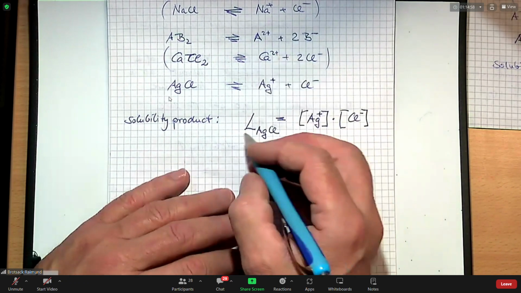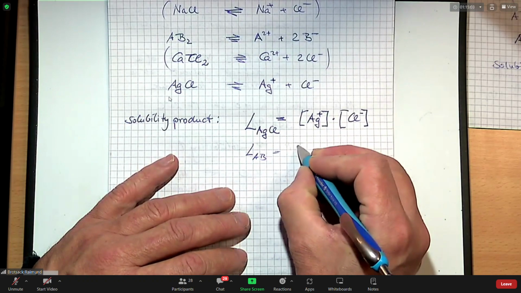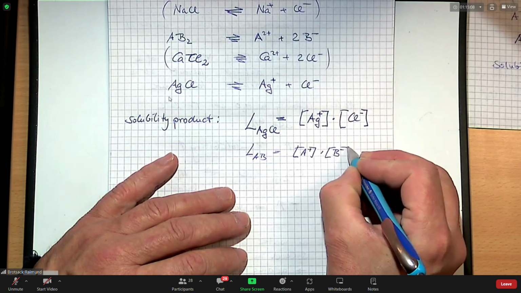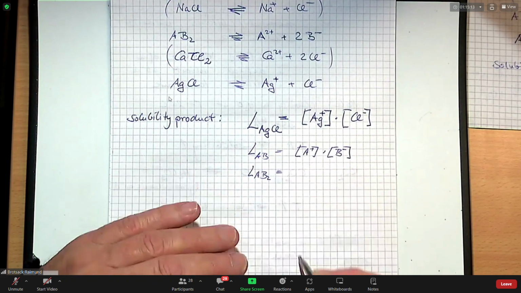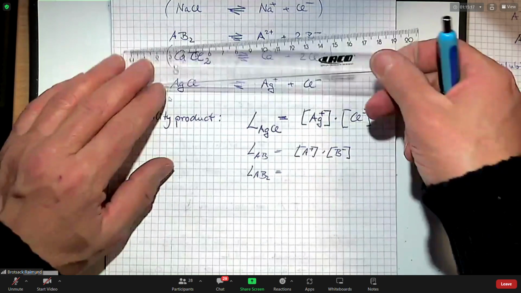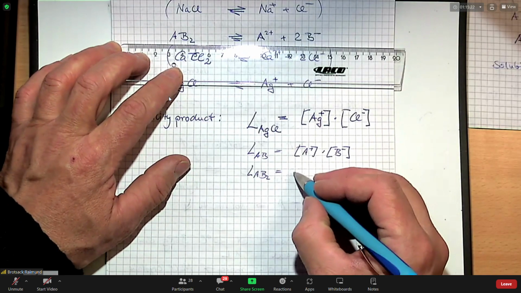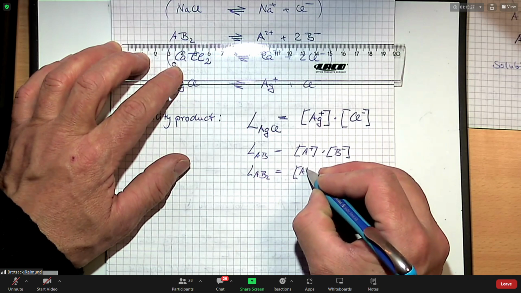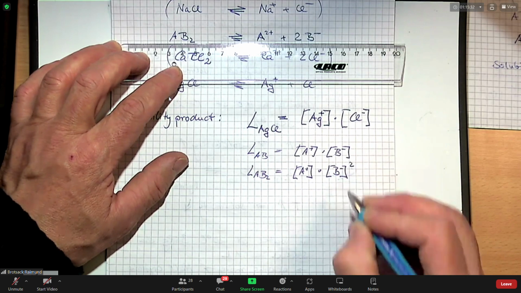In general, for the AB components, it is the concentration of A plus times B minus, or for AB2, what do you think is the solubility product for this reaction here, the AB2? Yeah, it is A plus times the B minus square.